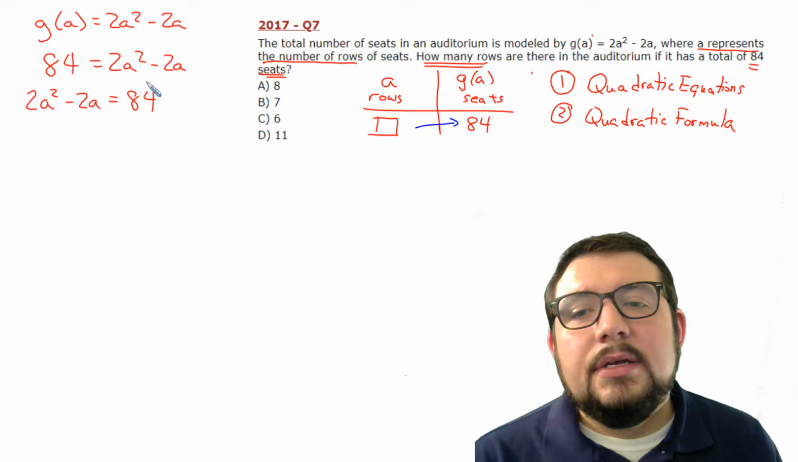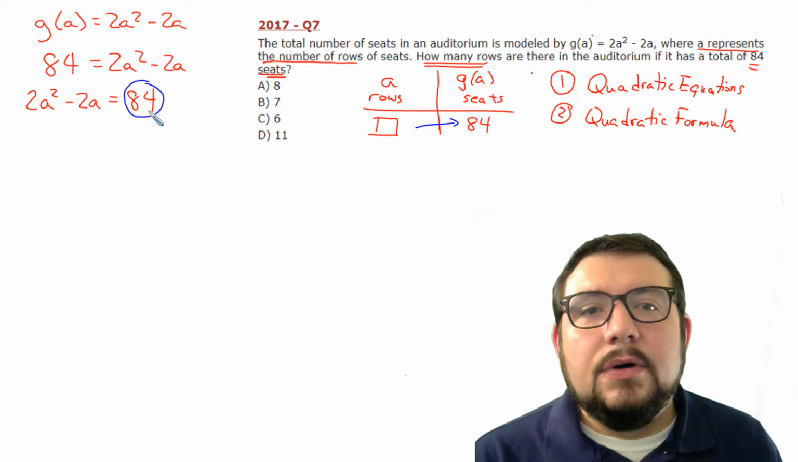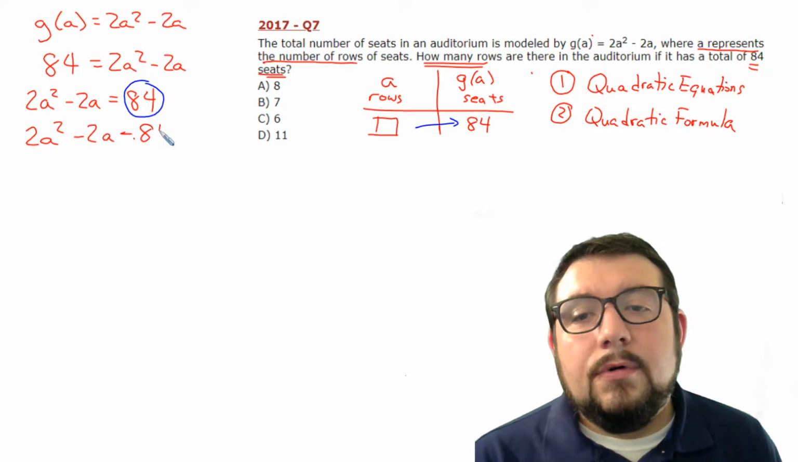And now this 84, what I want it to be is the number 0, because if you know about quadratic equations, you know that it's very useful to set them equal to 0. So what we can do is 2a squared minus 2a minus 84 equals 0.